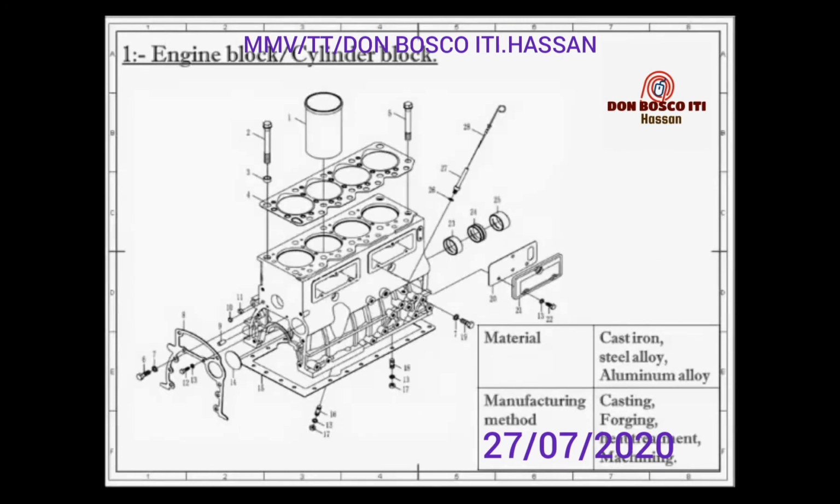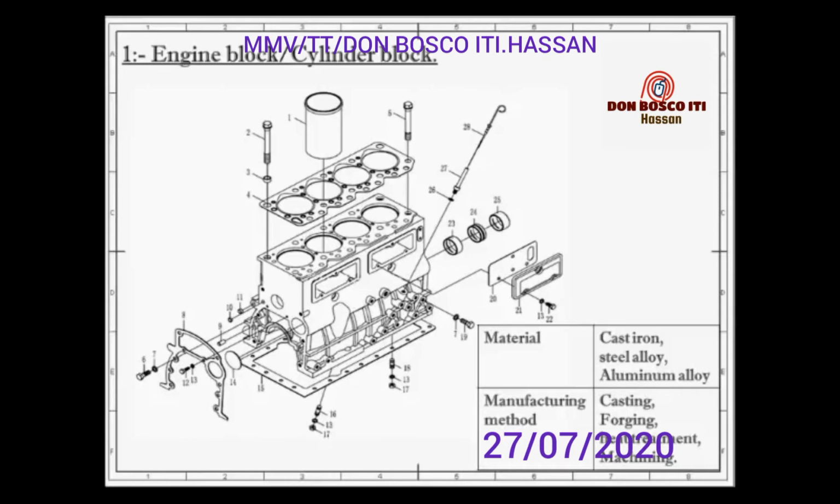It is a container fitted with piston where the fuel is burnt and power is produced. It is one of the most important parts of the engine in which the piston moves to and fro in order to develop power. Thus the main function of the cylinder is to guide the piston.